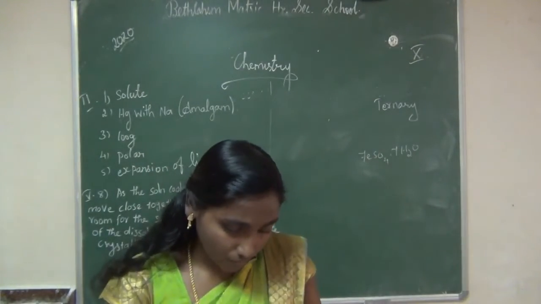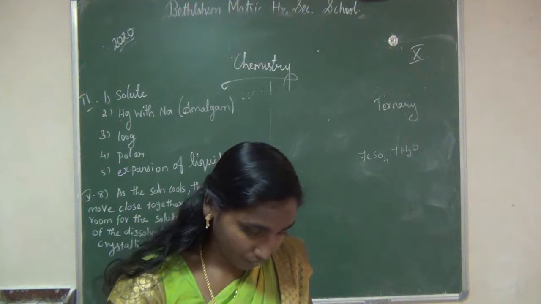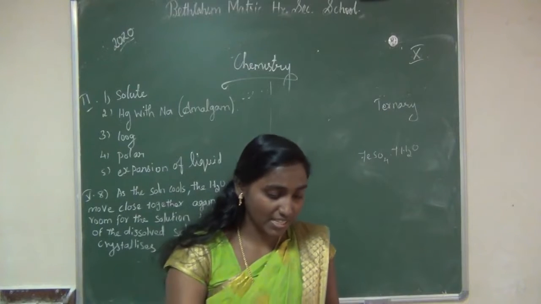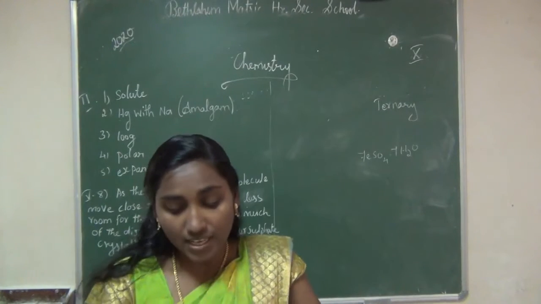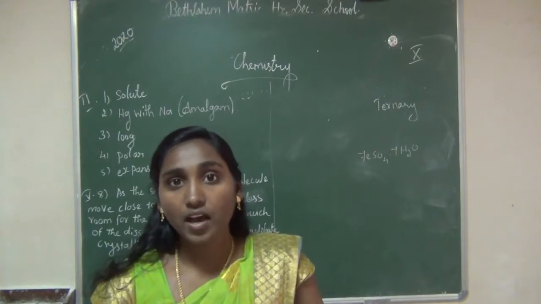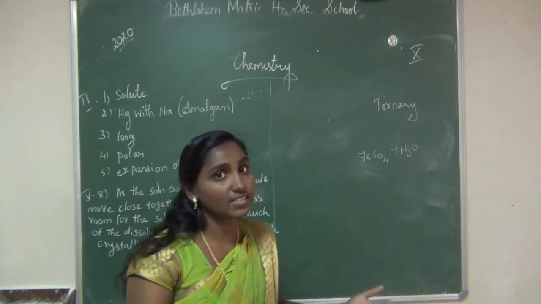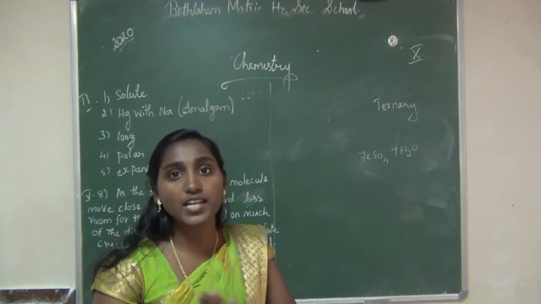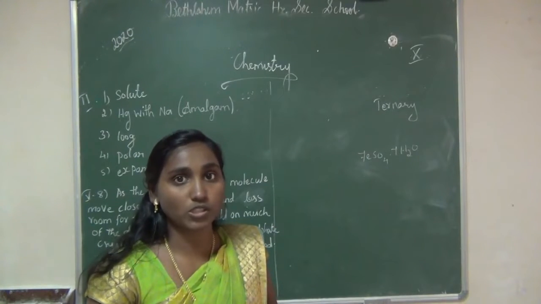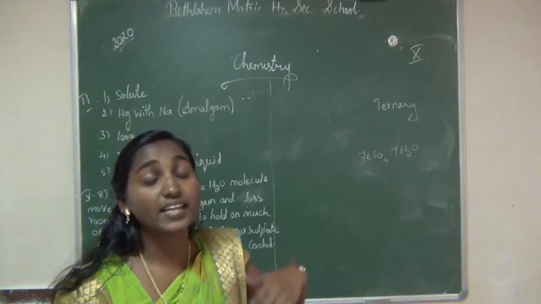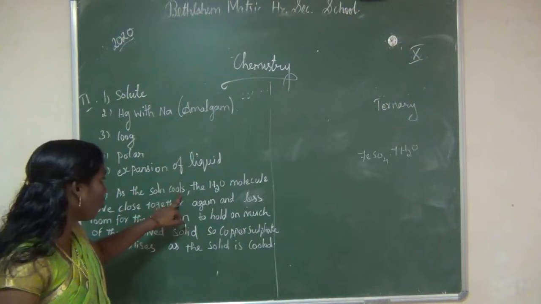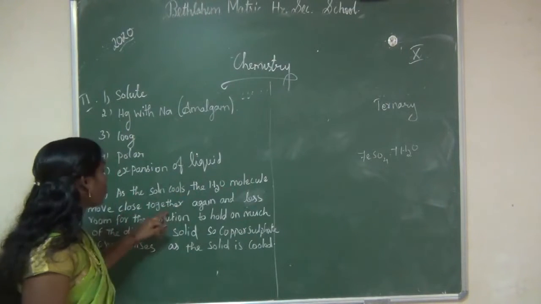The next question, 8th one, a hot saturated solution of copper sulfate forms crystals as it cools. Why? Actually, this copper sulfate is in a crystalline form, right? When we dissolve this copper sulfate in water, it will change into a copper sulfate solution in liquid form. Again when we cool this copper sulfate solution, it will form a crystal. Again it will come back into crystal form. Why? Because as the solution cools, the water molecules move close together.